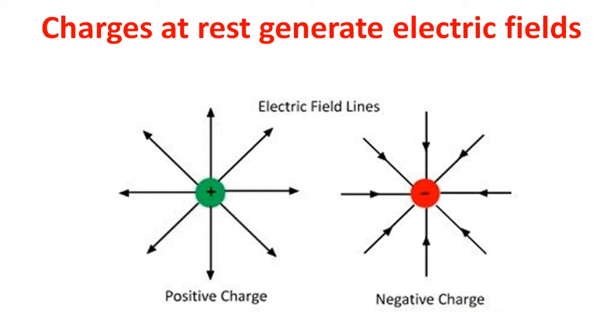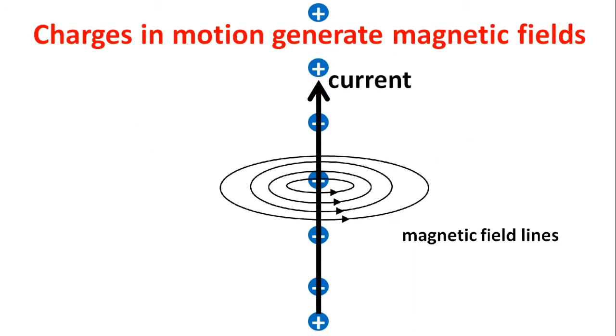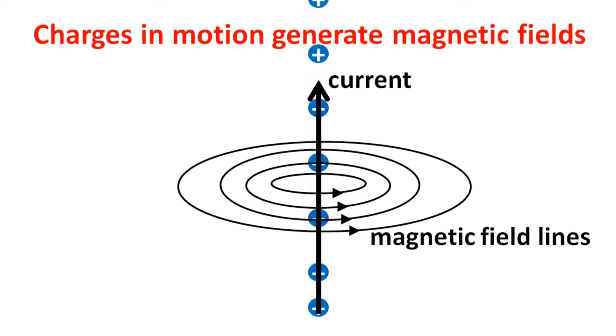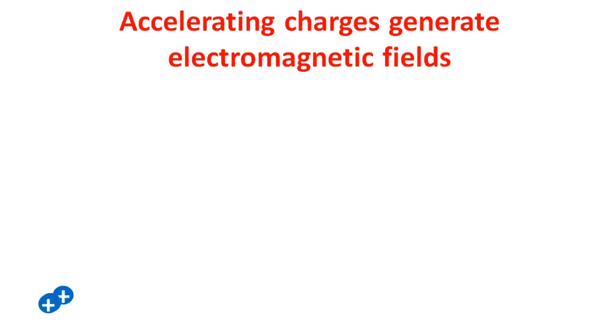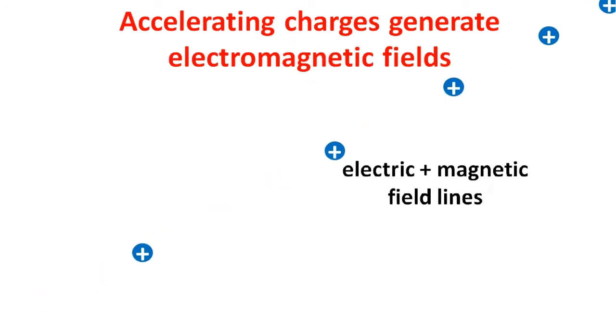If a charge is at rest, that is, if it is not moving, then it usually generates an electric field around it. Yes, I remember this. If the charge is in uniform motion, then it generates a magnetic field. Yes, I also remember. A moving charge produces current, which in turn generates a magnetic field around the current. Great. And if the charge accelerates, then it generates an electromagnetic field.